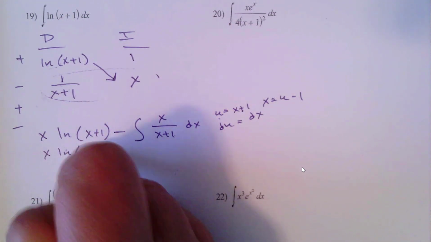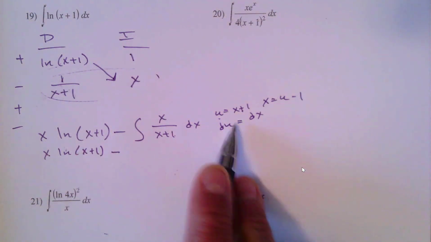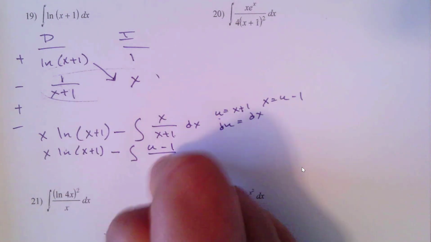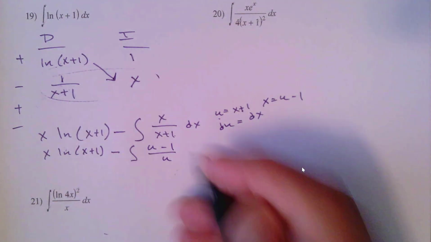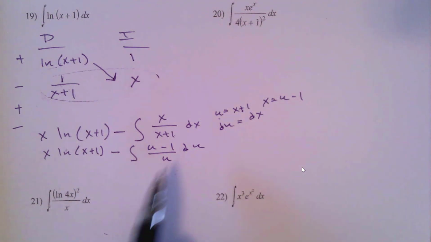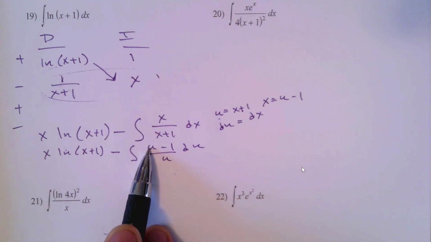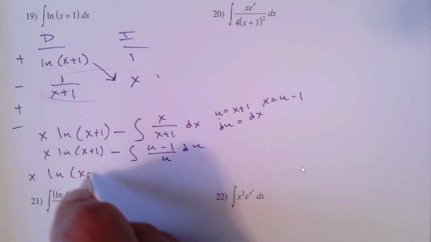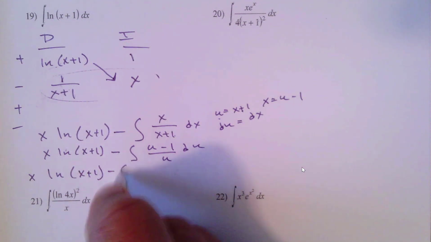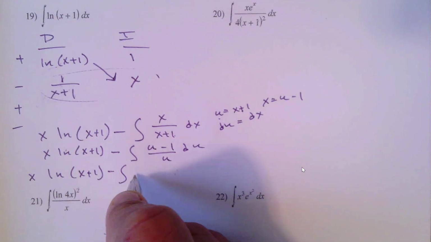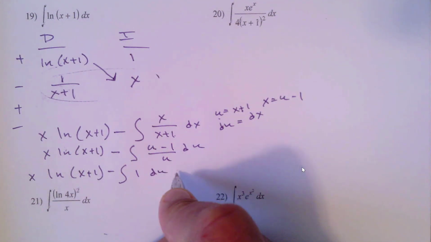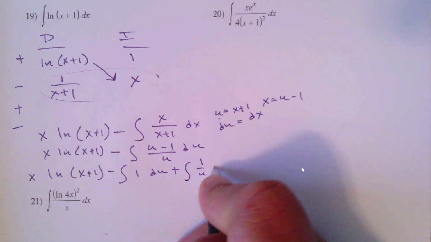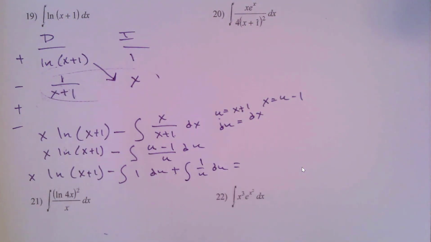We'll write down this part. This part we need to split. So we're going to write x as u minus 1 over u. Dx is going to become du. So we do a u substitution here to change it. And now we can divide this out into the integral of u over u, which is just the integral of 1 du. And then this is going to be plus the integral of 1 over u du. And we get our final answer.